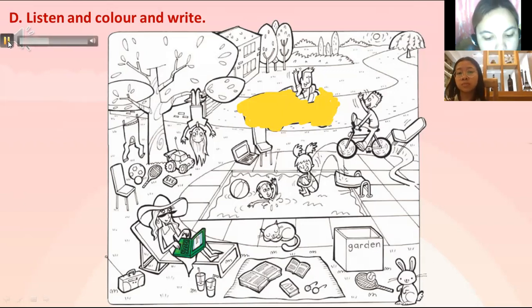2. That boy's naughty. The boy who's riding the bike? Yes. Can I color his sweater? Yes. Color the boy's sweater red.